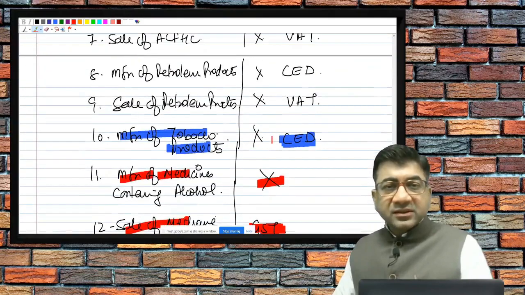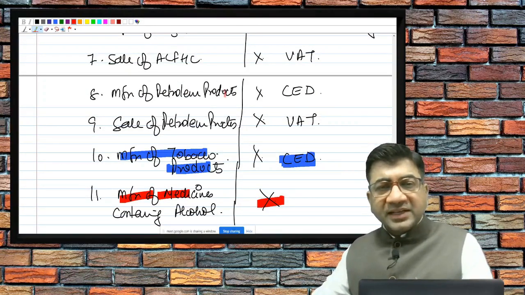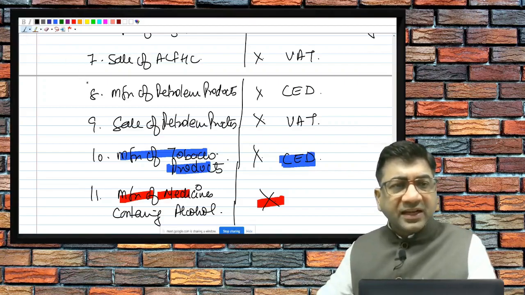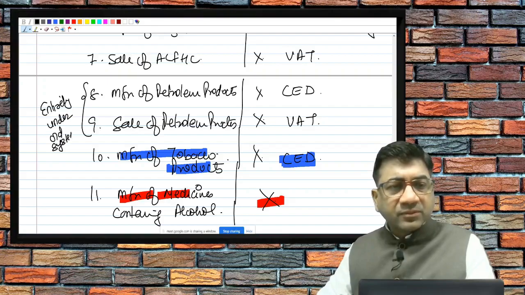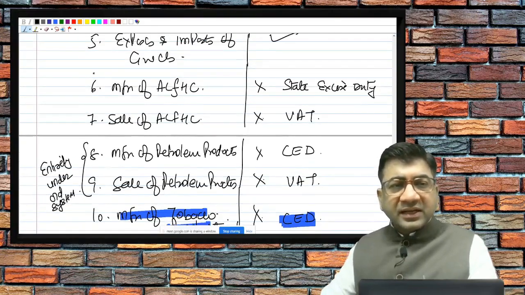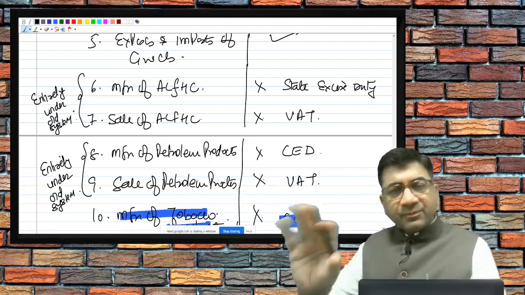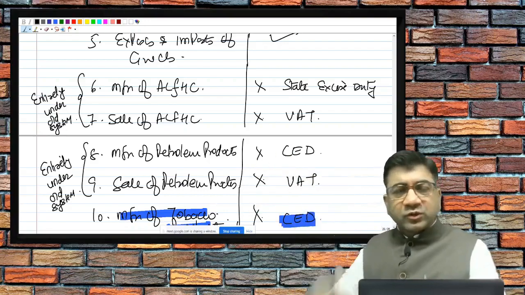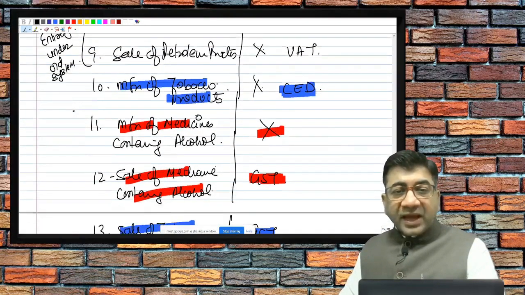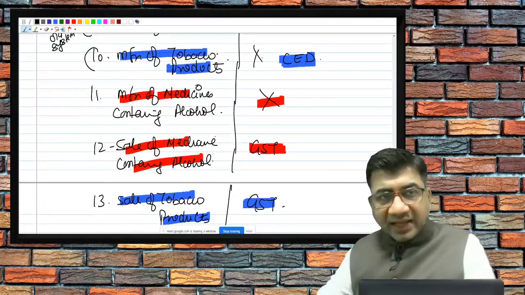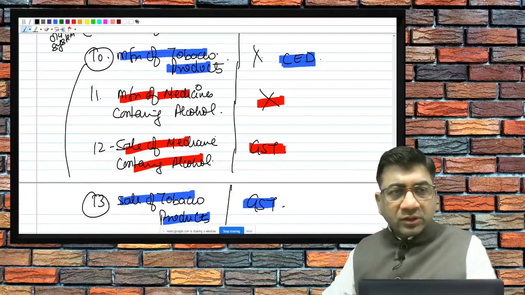Listen, unique things. Petroleum products, entirely under the old system. This will clear the air. Alcoholic liquor, entirely under the old system. This will help you: manufacturing, sale, dono lag rahe hain, double taxation ho raha hai, hone do. But tobacco products, my dear friends, old and new both. Tobacco products, old and new both.